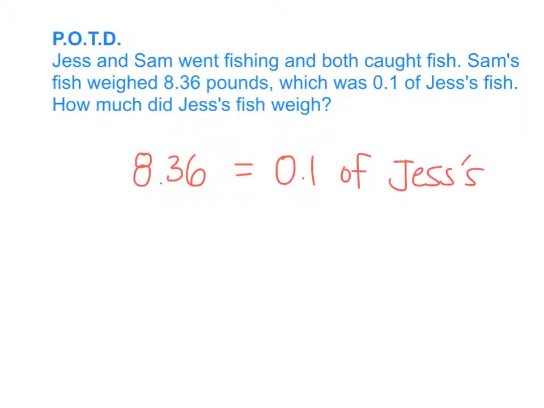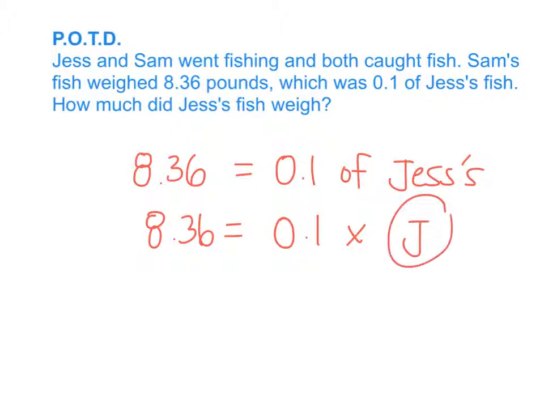Now, what do we know about the word of when we're talking about math? What do we know? Yarden? That equals multiplication. So we know that if 8 3/36 is 1/10 of Jess's fish, that means it's 1/10 times Jess's fish, right? And what are we trying to figure out? What's the question asking? Soham? How much did Jess's weigh? So our goal is to find out what does J equal? What does Jess's fish equal? So we have to think to ourselves, what number times 0.1 or 1/10 will equal 8 3/36?